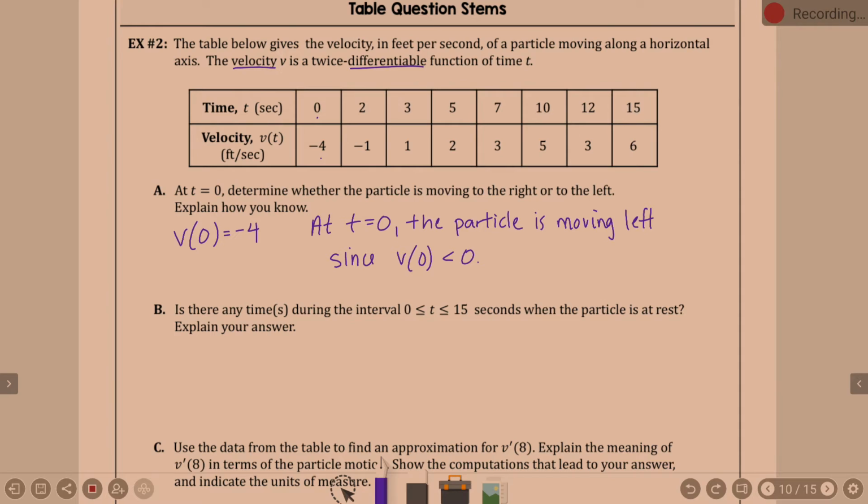So you would want to state here, as part of your explanation, that it is continuous because it is differentiable. That would be expected on an open-ended question. So v of t is differentiable.